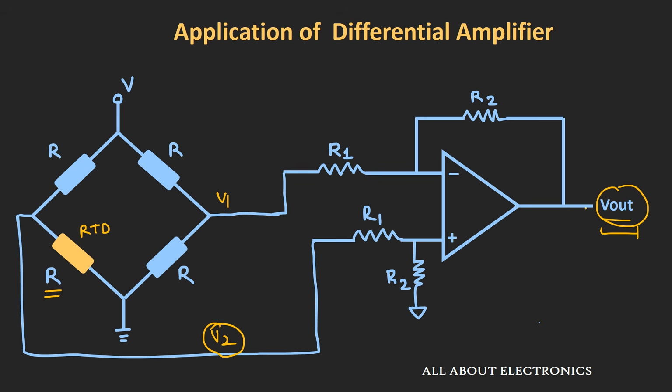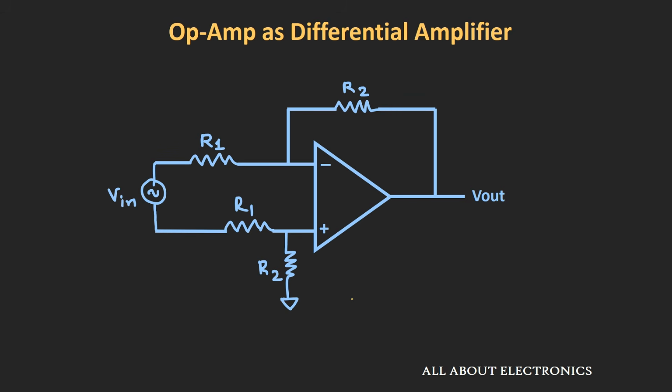Now here the problem with this differential amplifier is that the input impedance of this differential amplifier is very low, and it depends upon the value of R1 and R2. So if you see in this configuration, the input impedance seen through this end will be equal to R1, while at this end the input impedance is equal to R1 plus R2. Or in general terms, let's say if you are applying the input voltage between the two ends, then in this case the input impedance Zin will be equal to 2 times R1.